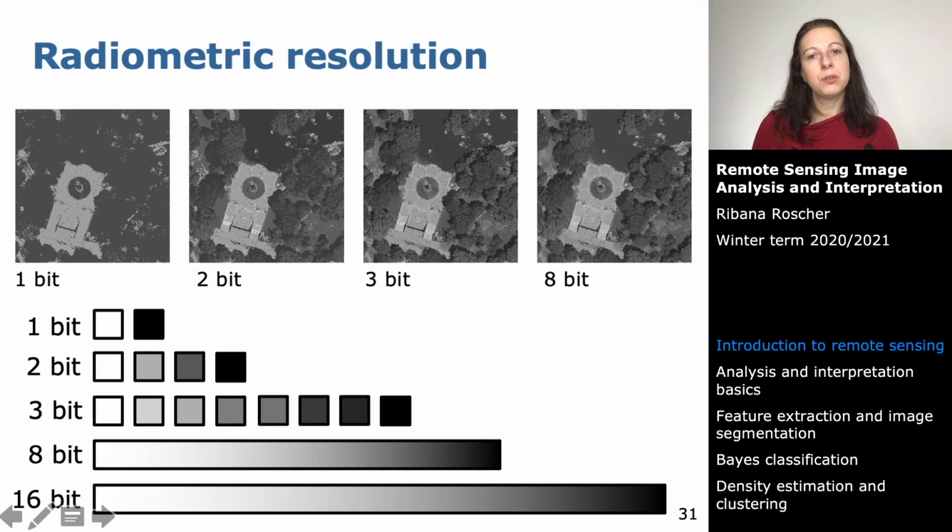There's a relationship between the number of intensities and the number of bits. So you can calculate the number of intensities by 2 to the power of bit. So 2 to the power of 1, when you have 1 bit, is 2. When you have 2 bit, you have 2 to the power of 2 intensities, so 4. And for 3 bit, it's 8, so it's 2 to the power of 3, and so on. So it's quite easy to convert from a bit number to the number of intensities you can find in an image.